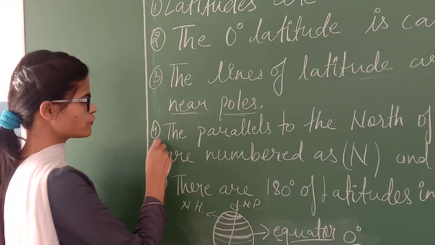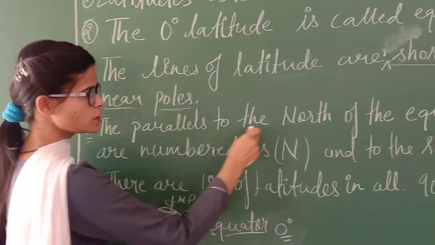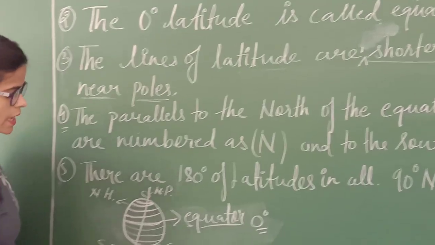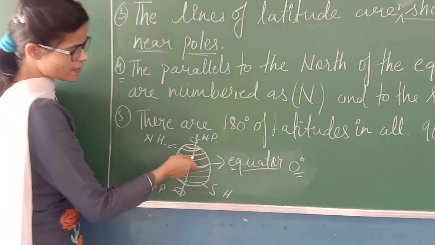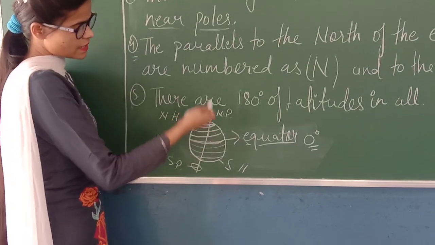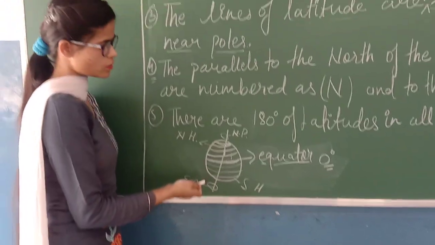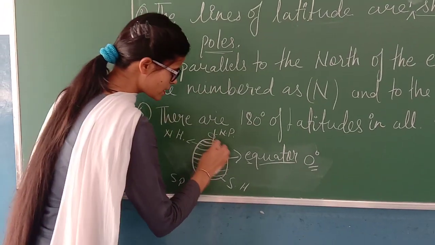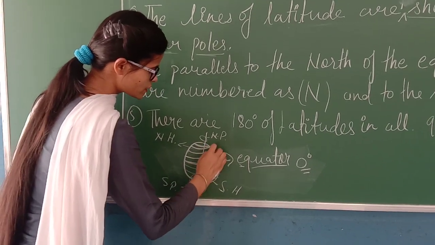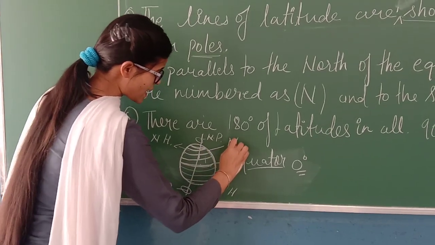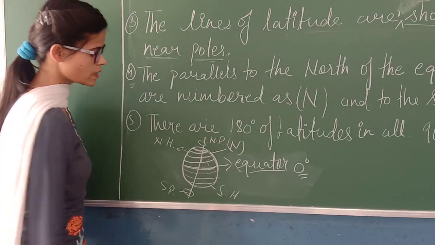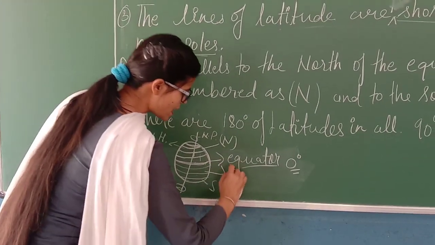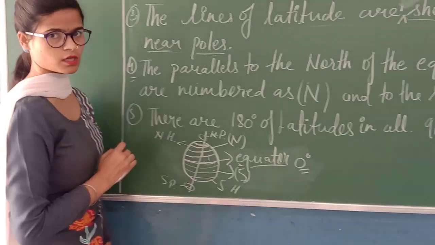So the fourth one is the parallels to the north of the equator, यानी कि इक्वेटर के पैरेलल, यानी कि नॉर्थ ये साइड है हमारा, अपवर्ड साइड हमारा नॉर्थ है, numbered as N. इसको हम कैसे, इस पोर्शन को, इक्वेटर के इस पोर्शन को हम N number denote करते हैं और इसको हम S number denote करते हैं.